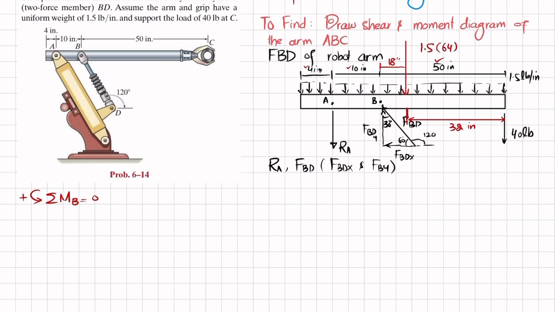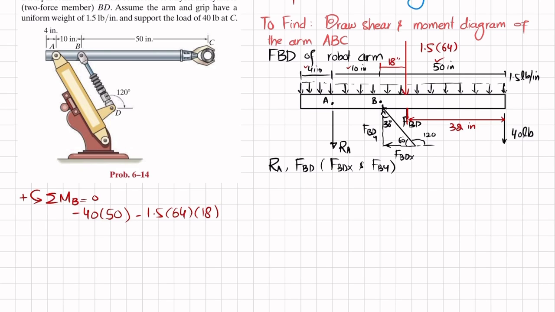Now we'll apply the equation of equilibrium. The sum of all moments about point B is equal to 0. The first moment is produced by this 40 pound force, with a perpendicular distance of 50, and this is producing clockwise moment, so it will be negative. So I will write minus 40 into 50. The second moment is produced due to this load, which is 1.5 into 64, with a perpendicular distance of 18, and this is also producing clockwise moment, so it will be negative. So I will write minus 1.5 into 64 multiplied by this 18 distance.